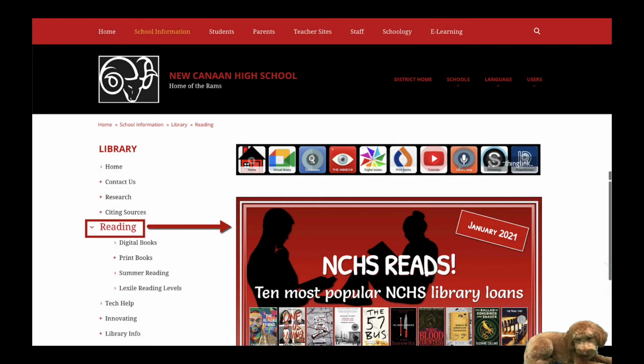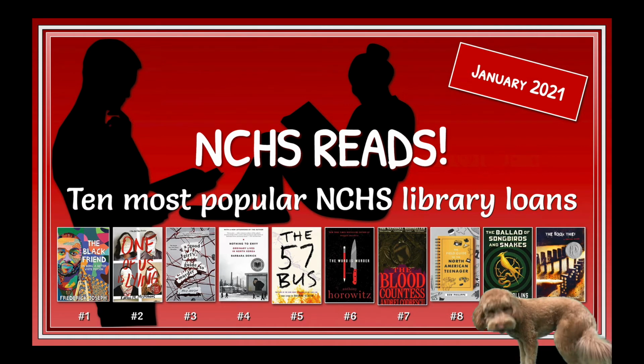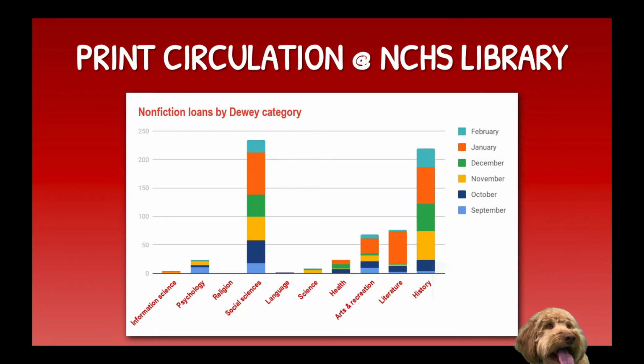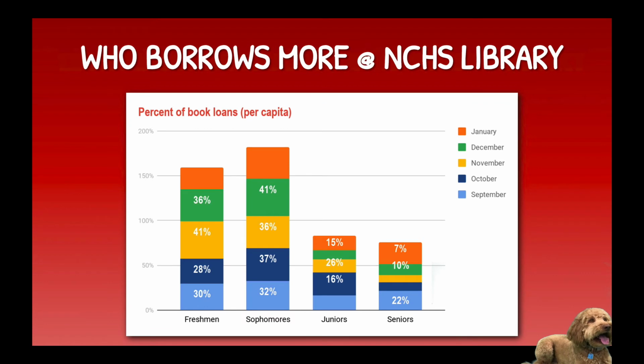All right, we're going to talk about reading. On the landing page of the reading section of our website, you'll see that there is a slide deck, and you can see that we feature our top 10 most circulated books for the month. We talk about print circulation, what's being borrowed. We also have nonfiction loans by Dewey category, and ebook circulation; you can see October was a huge month. Who borrows more at New Canaan High School Library?